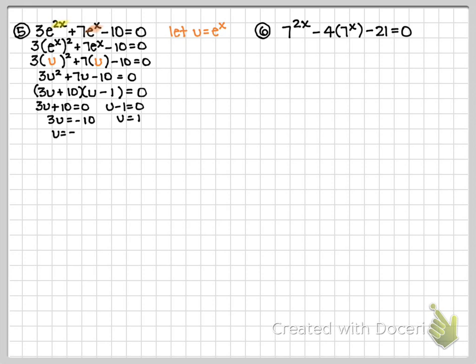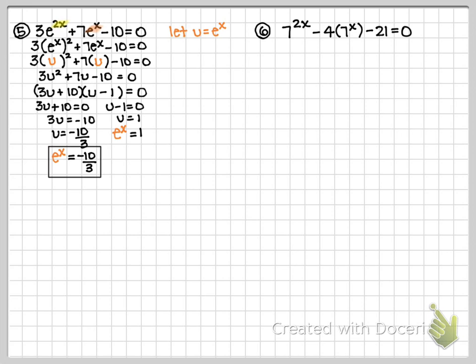Okay, but you're not done because the question didn't ask you to solve for u. The question asked you to solve for the only variable that was there, which was x. So what I'm going to do is resub back in. So every u is e to the x. Okay, now stop and think about this for a second. e is approximately 2.7. If I take a look at this very first one, this basically says 2.7 to a power is negative 10/3.